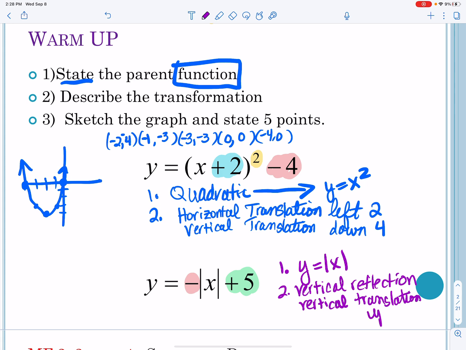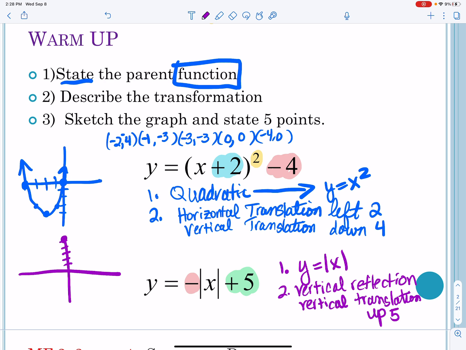And I'm going to say up 5. Okay? So those are the first two questions. The next question is asking me to graph it. Well, it's reflected and it's up 5. So I know that point.